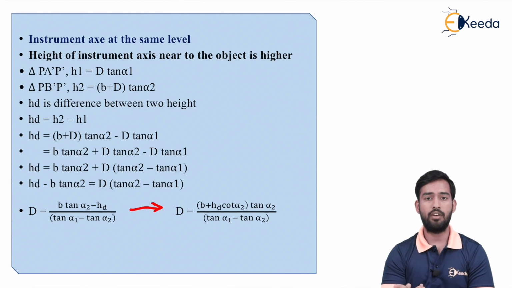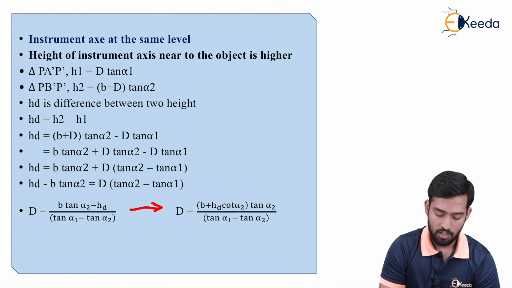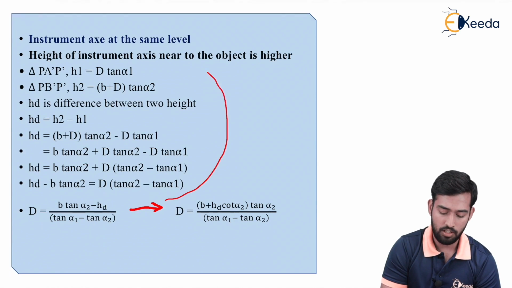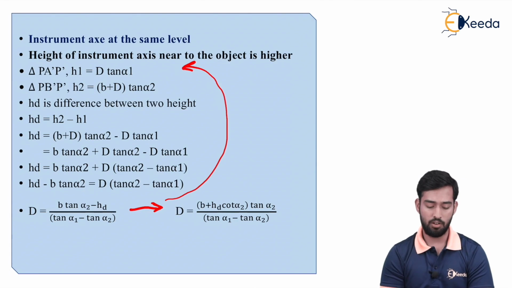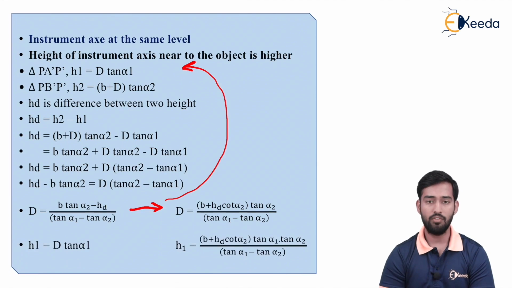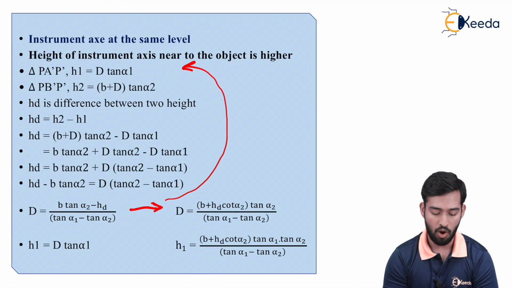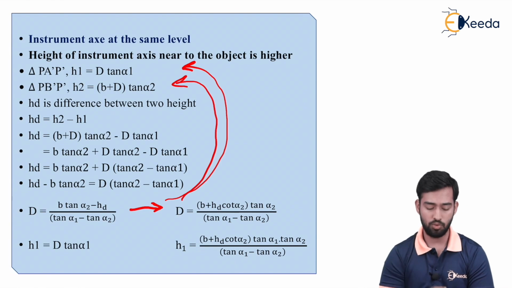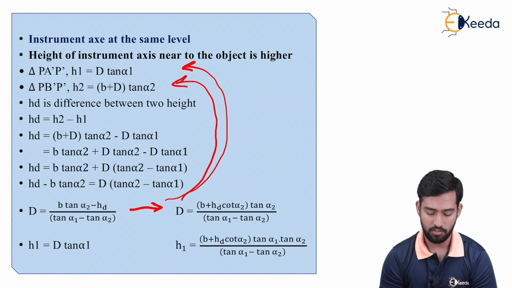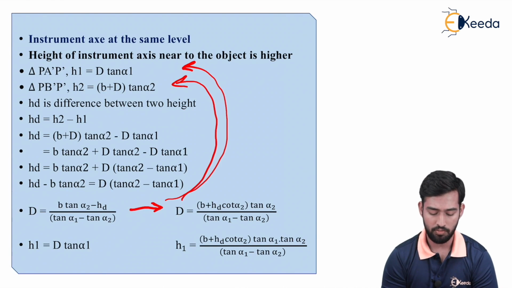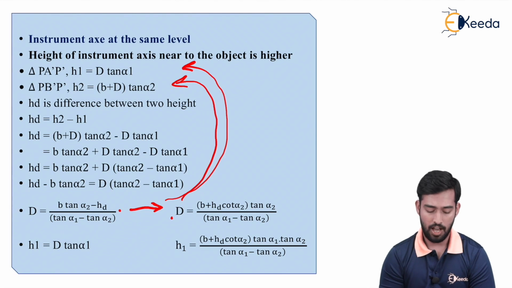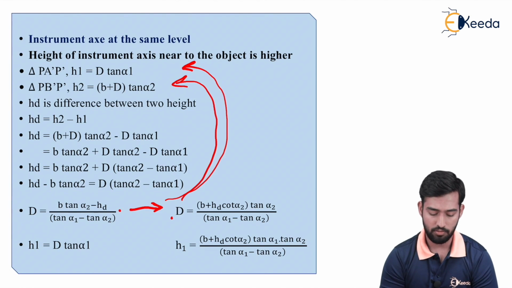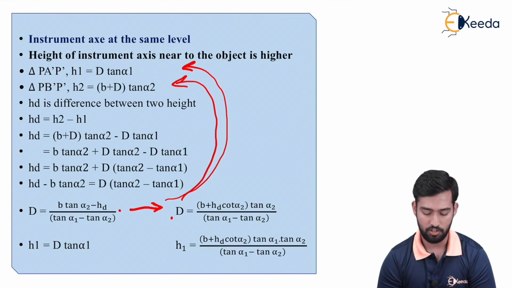The next step required is to find H. We simply substitute this value of D in equation number 1 and we get the value of H1, or by substituting in equation number 2, we get the value of H2. So H1 is equal to, using either formula of D, substituting this value of D and multiplying it by tan alpha 1, we will get the desired equation.